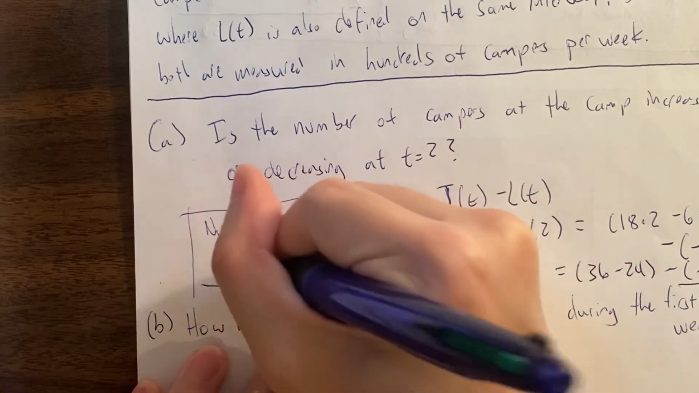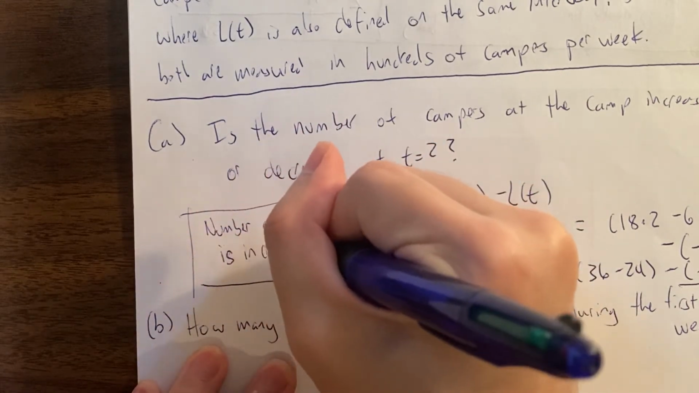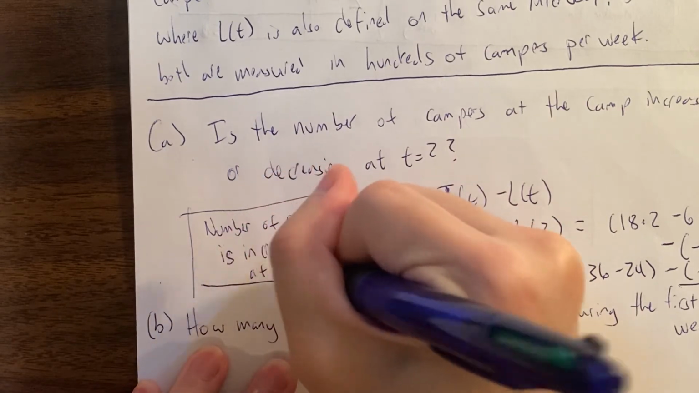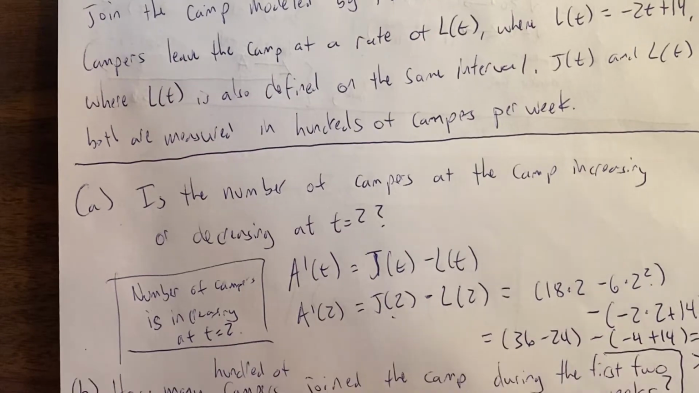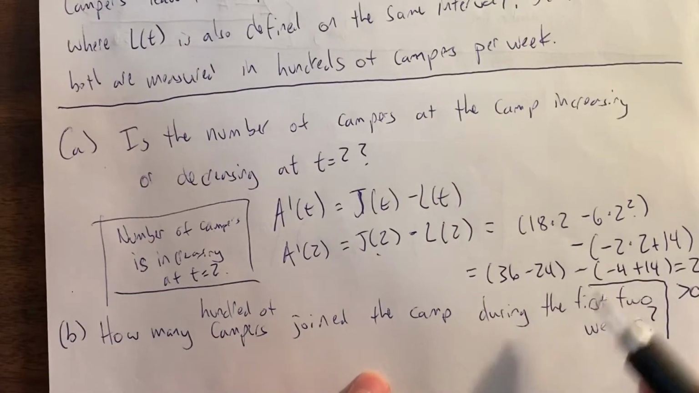If you did have a calculator, then you would just plug in, of course, 2 into these functions and subtract with the calculator. We do the same thing when we don't have a calculator. We just have to compute the numbers for ourselves.